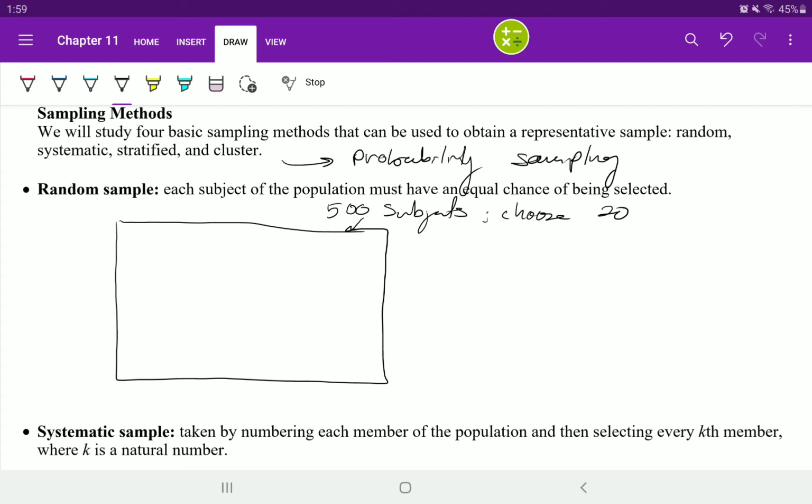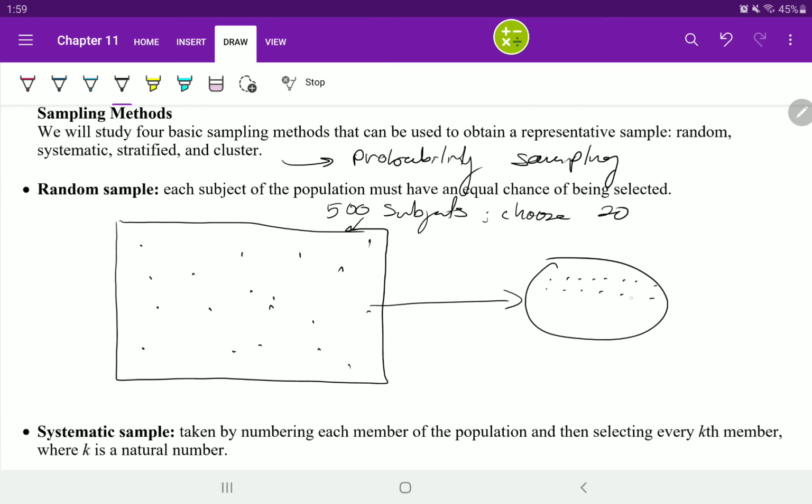So I pick 20 people. I pick one from here, here, here, here, here, here, here. Each one has an equal chance of being selected. These 20 dots, if I drew 20, I lost count, represent my sample. I'll take them from the population and include them as part of my sample, which is a subset of the population.